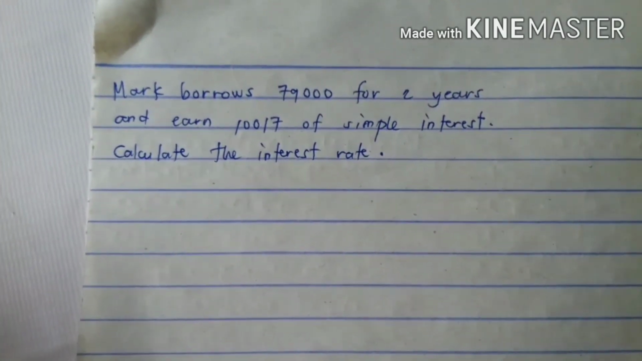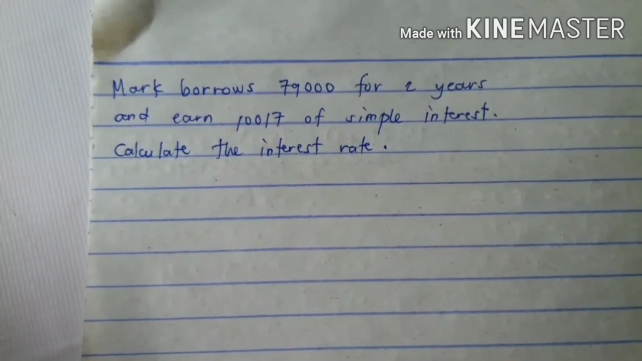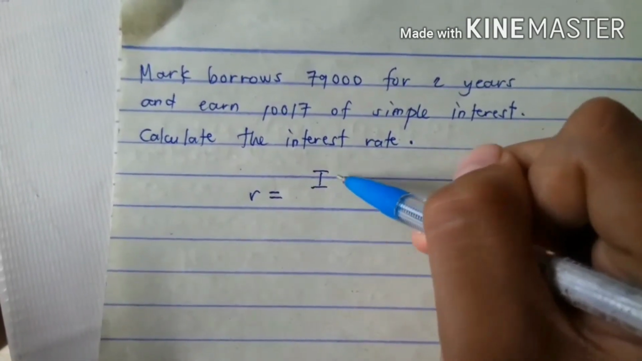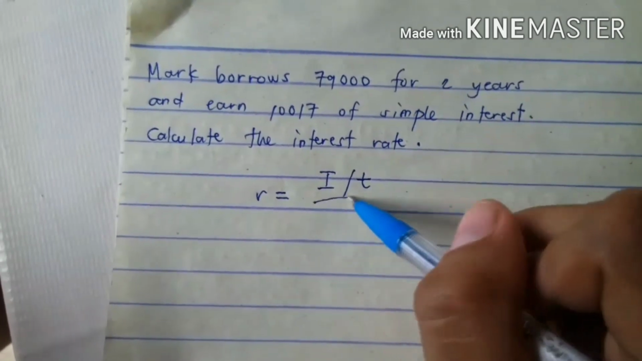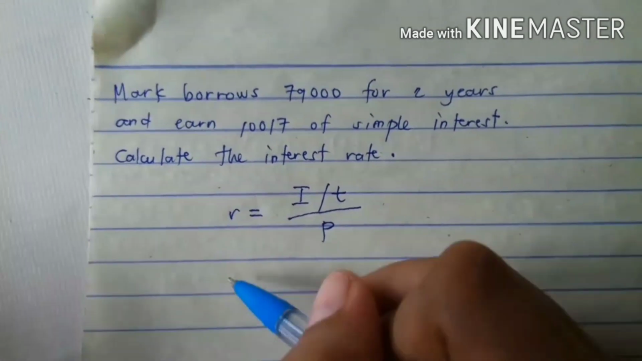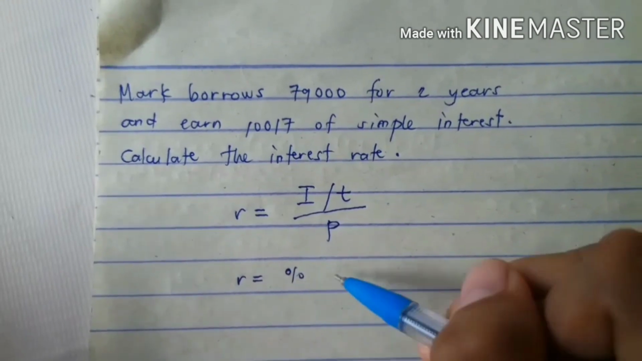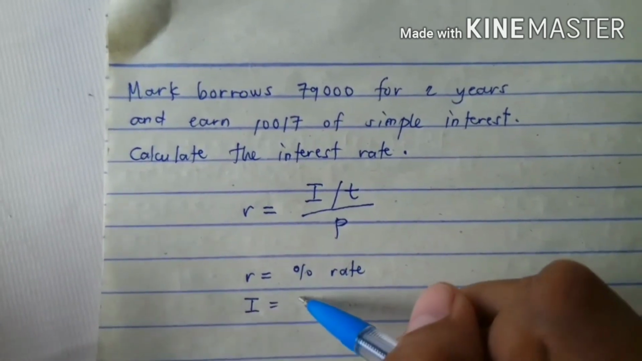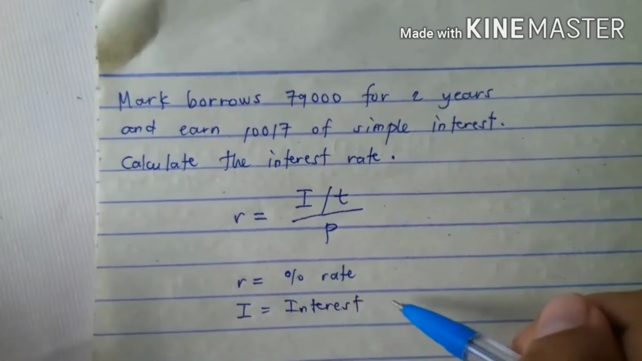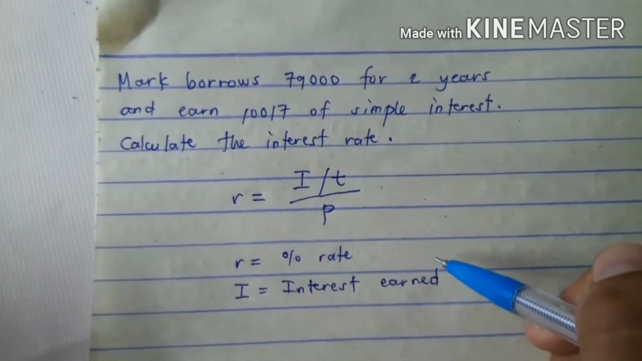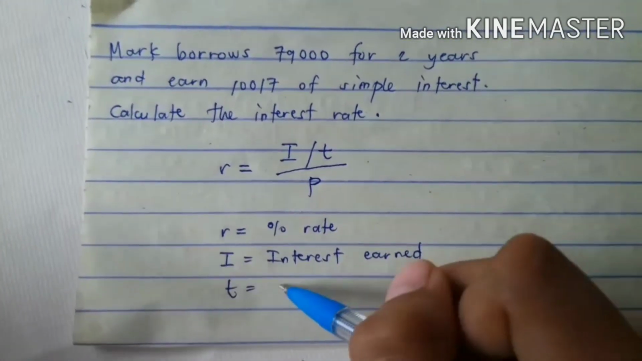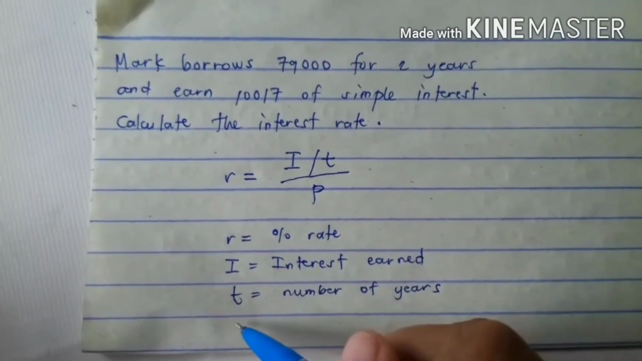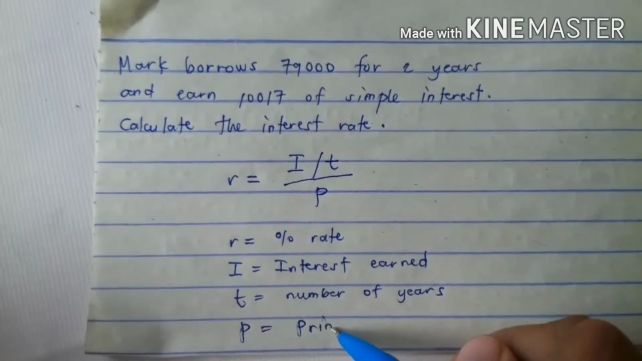Mark borrows 79,000 for 2 years and earns 10,017 of simple interest. Calculate the interest rate. This is the formula for getting the interest rate. R equals I divided by T divided by P, where R is equal to percent rate, I is equal to interest earned, T is equal to number of years, P is equal to principal.